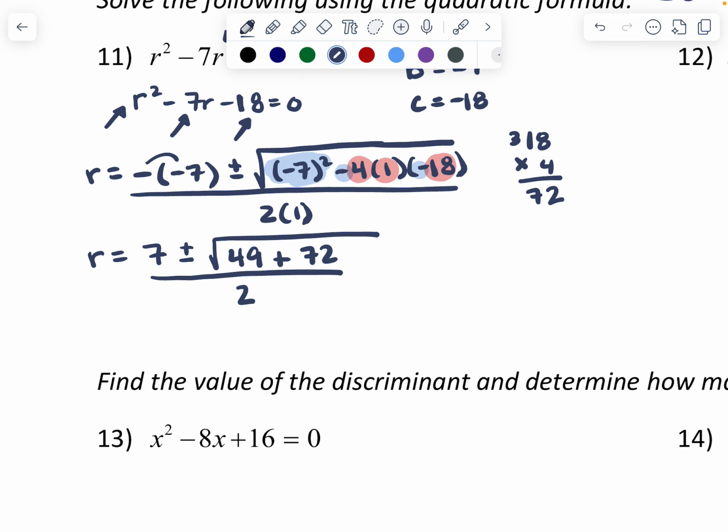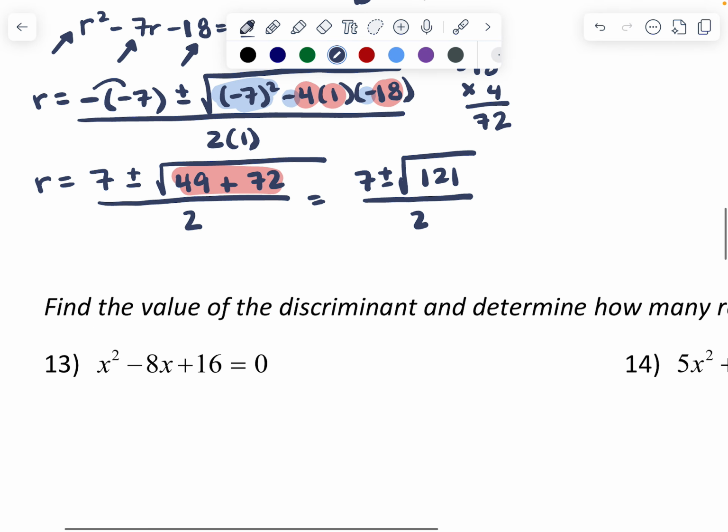Okay, let's keep simplifying. What is 49 plus 72? So that's going to be 7 plus or minus the square root of 49 plus 72. Looks like it's 121 all over 2. Hey, that's nice, right? Isn't the square root of 121 a thing? It's 11, isn't it? So this is 7 plus or minus 11 over 2.